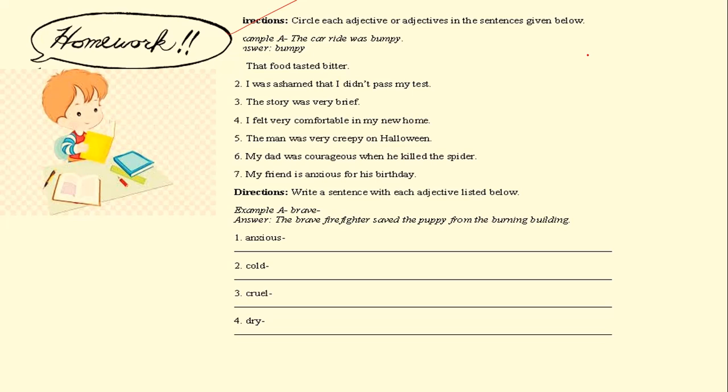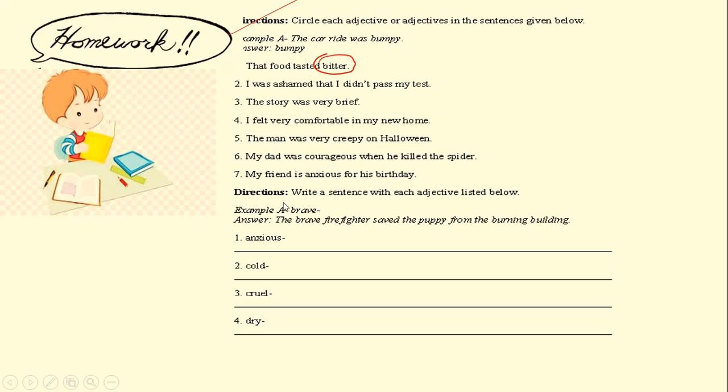The first one: that food tasted bitter. Let me do it for you. It will be bitter. Like this, you have to circle. You can finish the other 7.